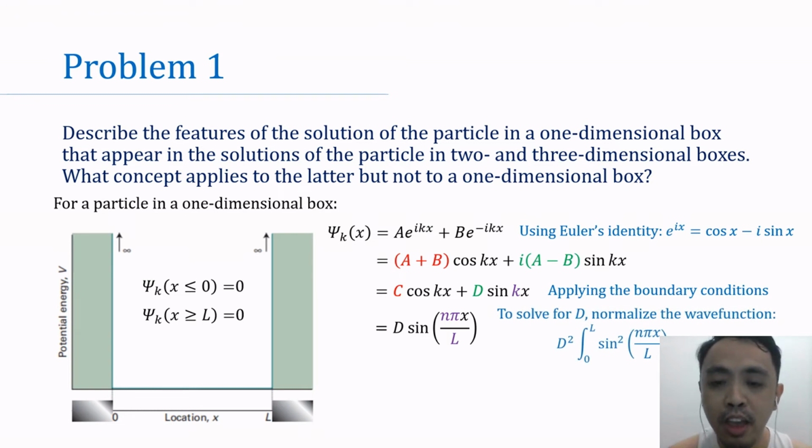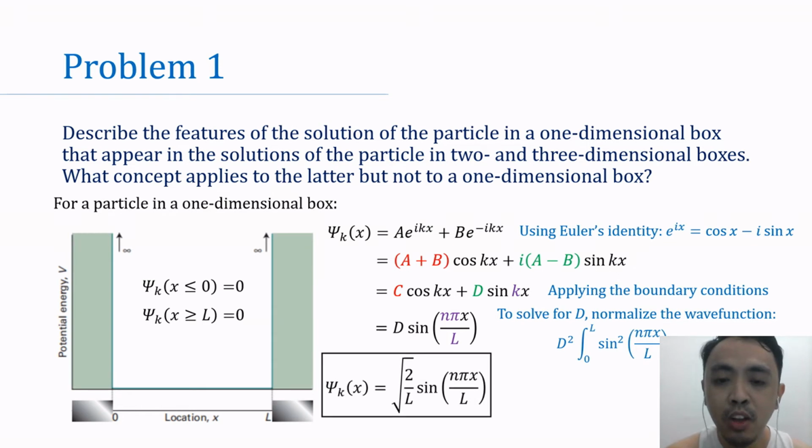Now, to further be able to find all of the values necessary for our wave function, we finally solve for the value of b by normalizing the wave function using the integral shown on the screen. Through normalization, we then find the value of b to be equal to the square root of 2 over L. And our complete wave function is the following.